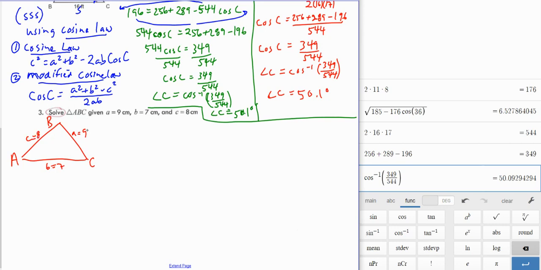All right, it does not ask any particular angle to start with, okay? But we have to find all angles. So find all angle measurements.